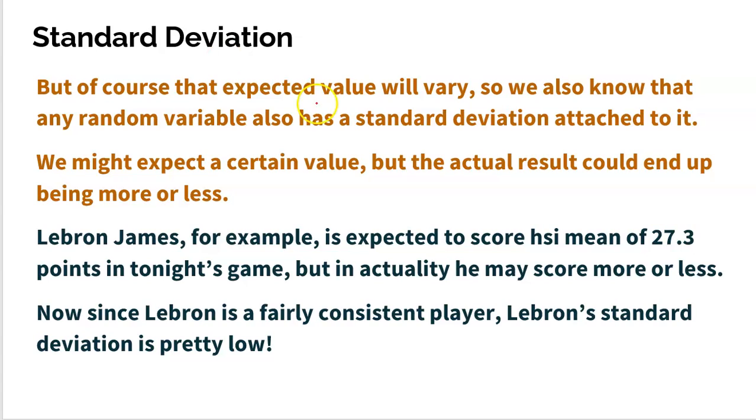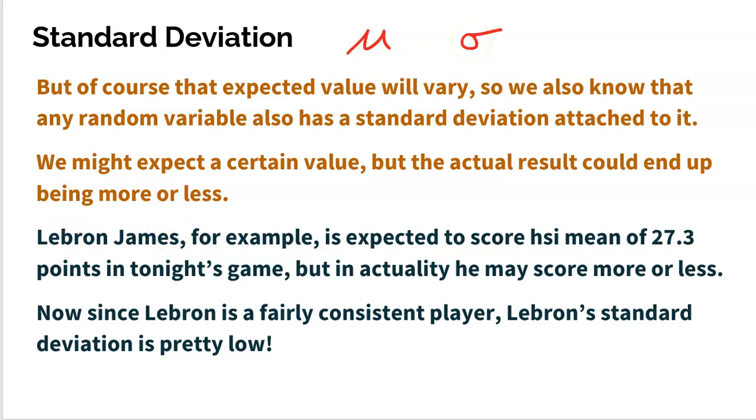Now, let's talk about symbols real quick. Remember, mu is the symbol for the mean of the entire population, which would be the many times that LeBron has played, or the many times that the random variable has been completed. And then the symbol for standard deviation is sigma. That's the standard deviation of the population.